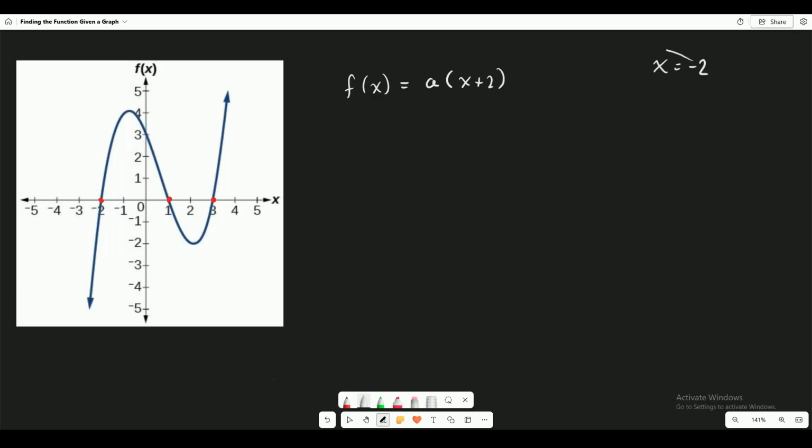Because if I plug in -2 in here, I get 0, which is what we have right here, right? If I plug in -2, I get 0. So you actually take the opposite of what you're given.